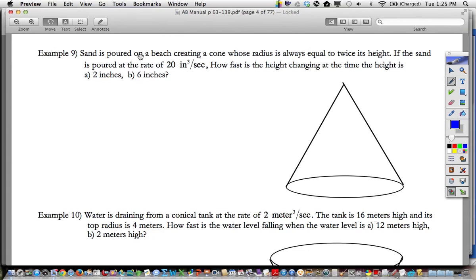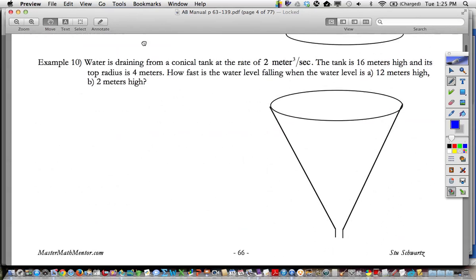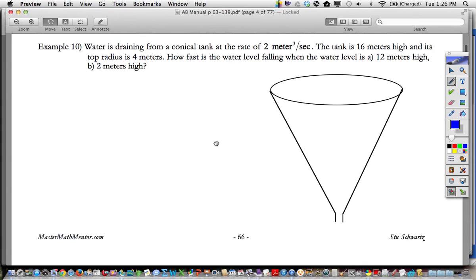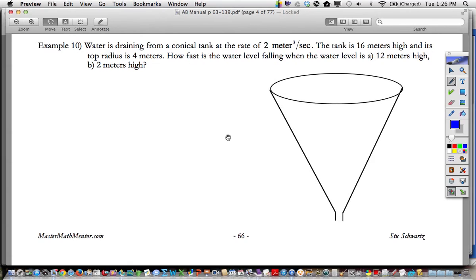And they'll talk about how fast is the height changing, how fast is the volume changing, how fast is the radius changing of that. Or we could have the cone going this way, where we're putting water into it, or water's draining out. Same thing, okay? Or not the same thing, but similar. But I want to do this. So go ahead and draw yourself a cone on your paper here. Let's do this cone problem.